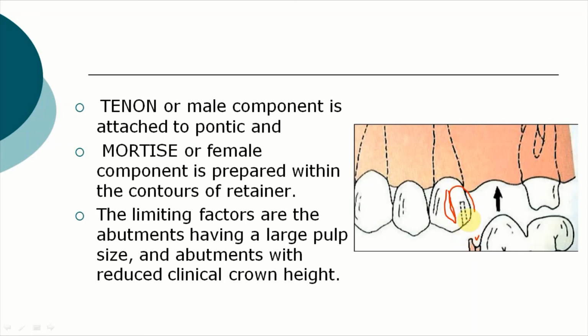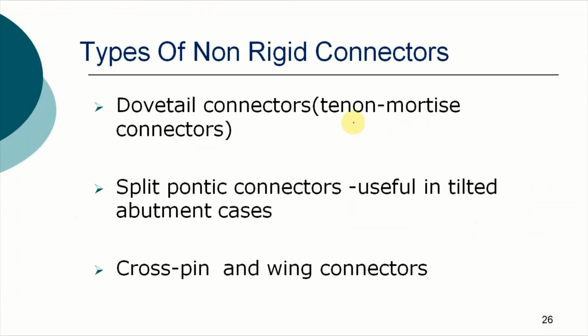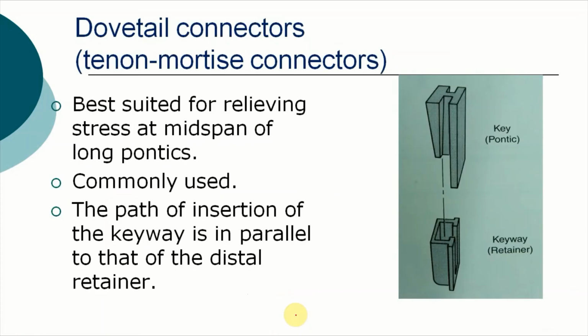We should have at least a minimal height for the clinical crown so that we could incorporate this tenon-mortise connector or non-rigid connector. So coming to the types of non-rigid connector, as already told, the Dovetail connector or tenon-mortise connector, this is the most common connector. Then the split pontic connector, which is mainly used in tilted abutment cases, and also the cross pin and wing connector. It is also mainly used in tilted abutment cases. So the most common one is the tenon-mortise or Dovetail connector.